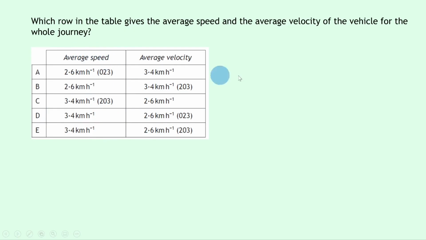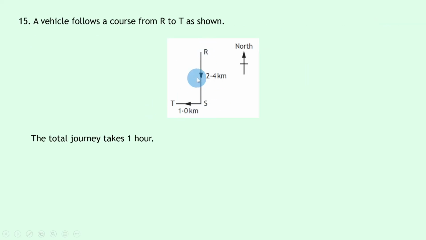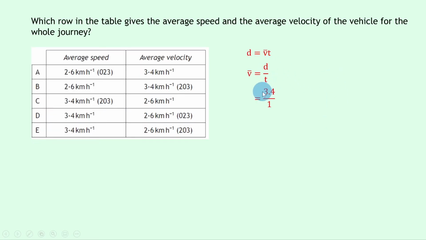So to find average speed, remember we can use the equation d equals v bar t, where v bar is our average speed and d is the total distance travelled. And rearranging this for v bar, the average speed, we get v bar equals d over t. So we can see the total distance travelled by the vehicle is 2.4 kilometers plus 1.0, which gives us 3.4 kilometers. So substituting in the distance 3.4 kilometers and the time of 1 hour, we're going to get a speed in kilometers per hour, which is what we want here because that's what the units are in the column for average speed. So we get 3.4 kilometers per hour.